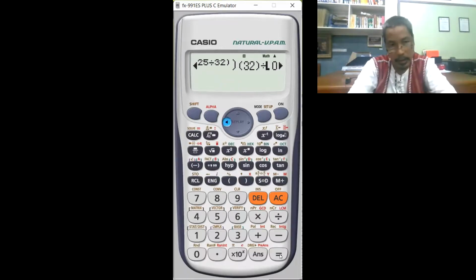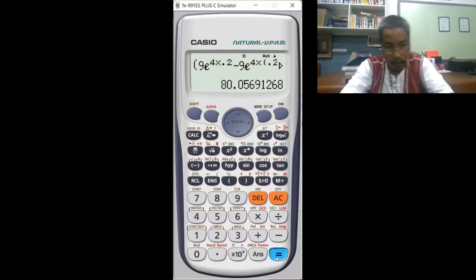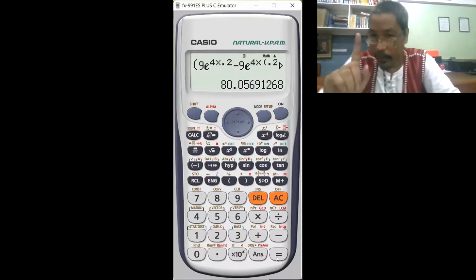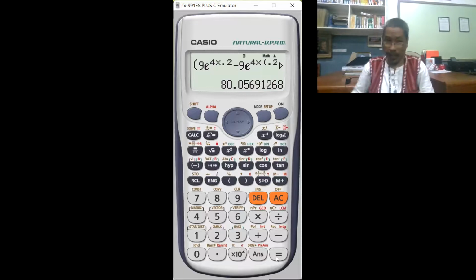Next, 32 times 2, that is 64. Okay, 64. Here also 64. And then press equal sign. You will notice that we have the result 80.05691. And the correct value is what? 80.112. So 80.056. It's now very near. We started from 72.6. We are now very near to the actual value.